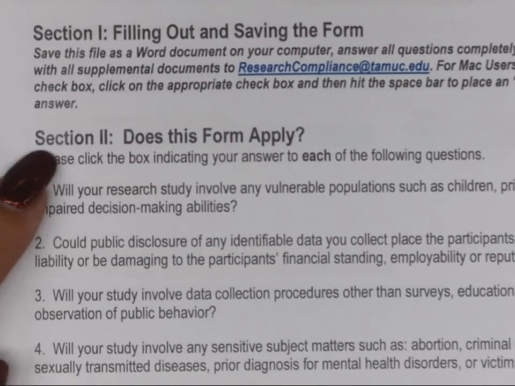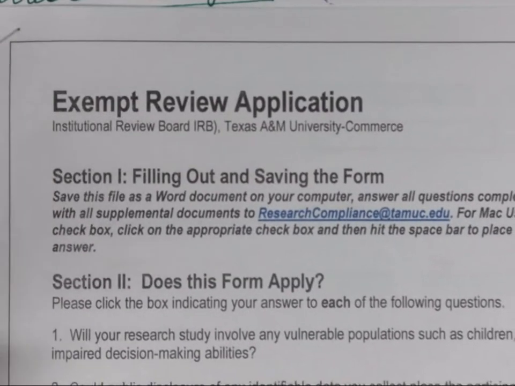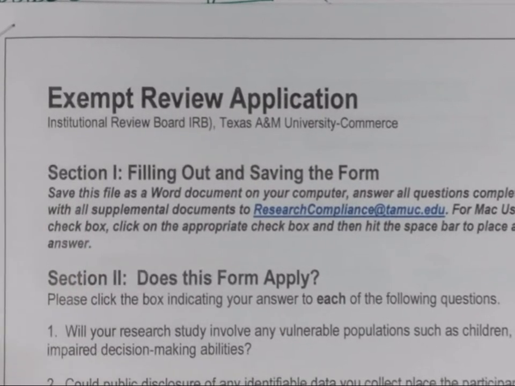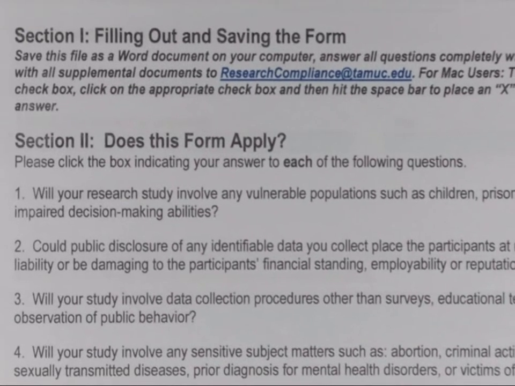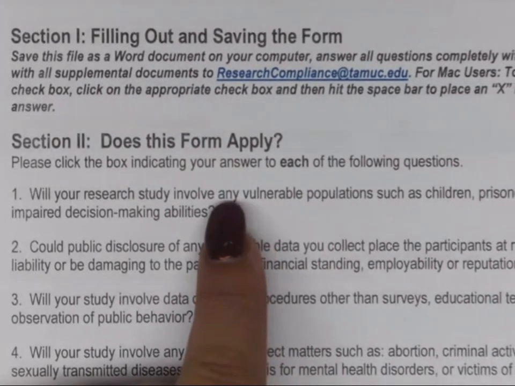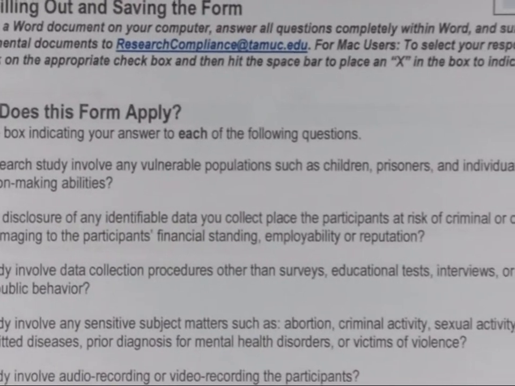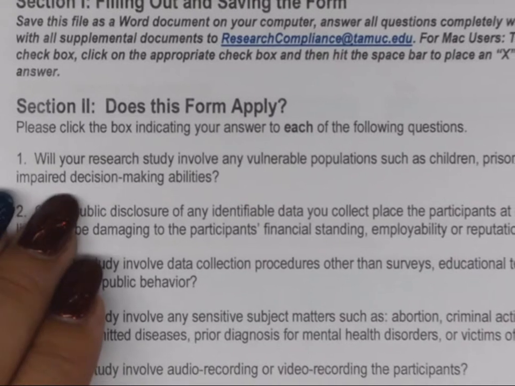Okay, fine. Second thing, does this form apply to you? So this is the exempt review. So this is why I think you would realize that our study is not, our grant is not going to be this. So look at question number 1. Will your research study involve any vulnerable populations such as children, prisoners, and individuals with impaired decision-making abilities?